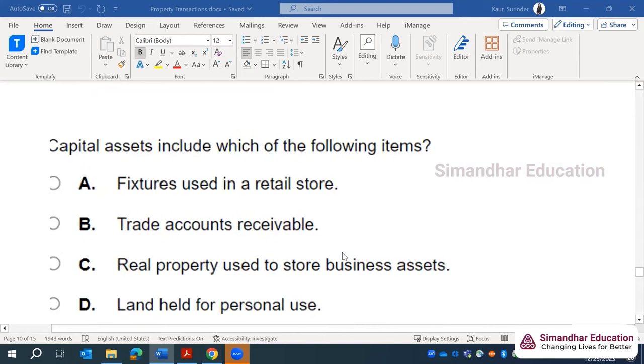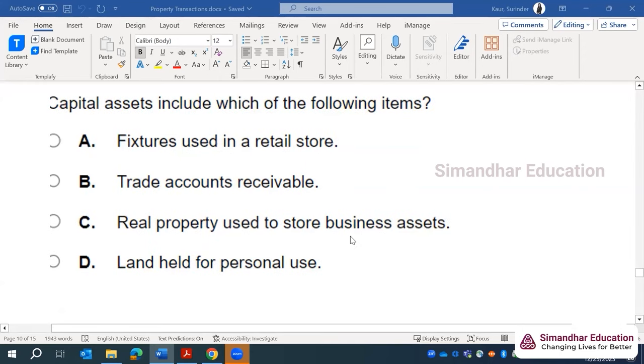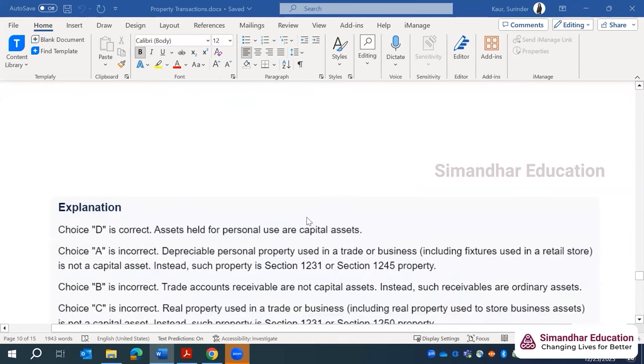Okay. Capital assets includes which of the following items? Fixtures used in a retail store, trade account receivable, real property used to store business assets, land held for personal use. Okay, looks like most of us are going with D. So D, assets held for personal use are capital assets.